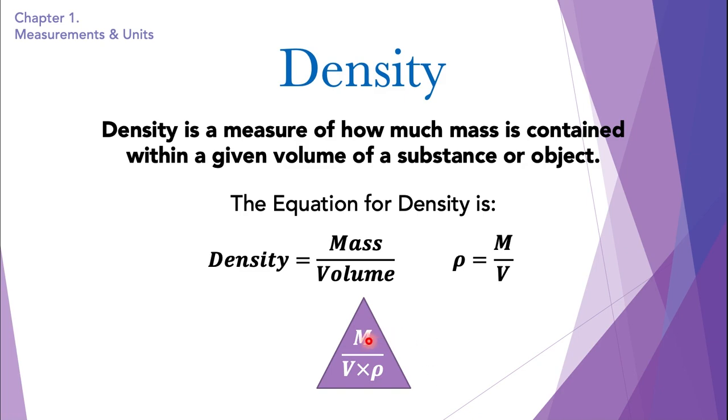All we have to do is just hide the mass over here, and what we get is volume multiplying density. So if we multiply volume by density, we will get the mass. Remember, we're not going to divide it. So this is the difference. This is how we rearrange the equation to find another physical quantity.